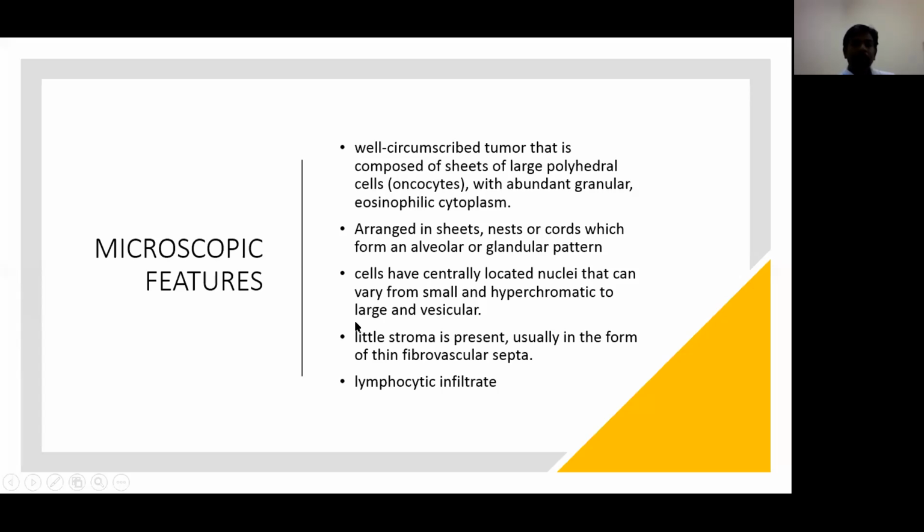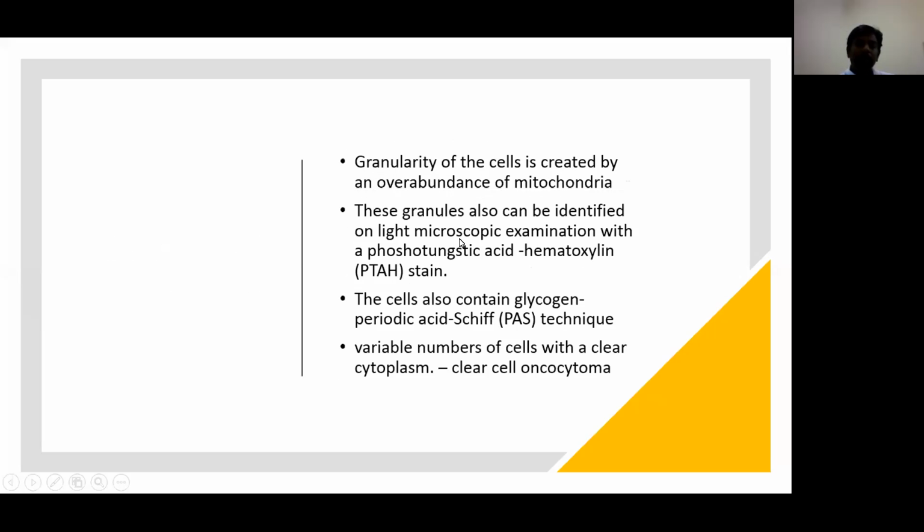Microscopically, they are circumscribed, with sheets of polyhedral oncocytes with abundant granular eosinophilic cytoplasm. They can be arranged in sheets, nests, and cords. The granularity will be there, and that abundant cytoplasm is because of the overabundance of mitochondria. That is the reason we have the abundant cytoplasm. Even Hürthle cells are oncocytic cells in the thyroid, kidney, everywhere, because of the abundance of mitochondria.